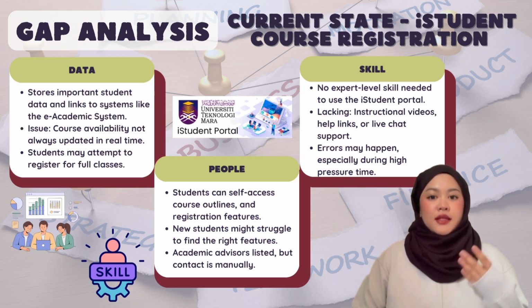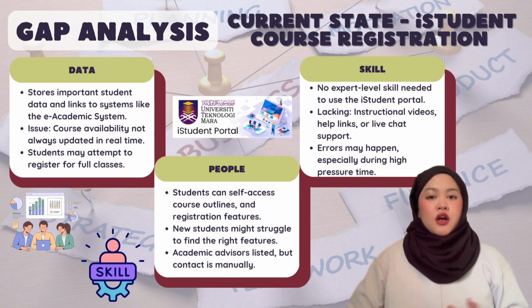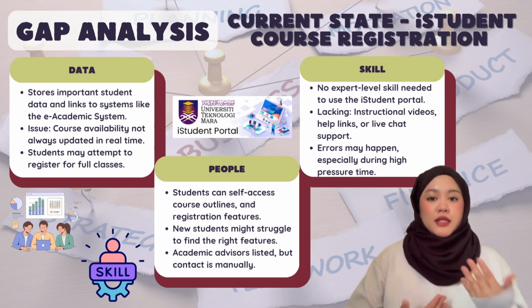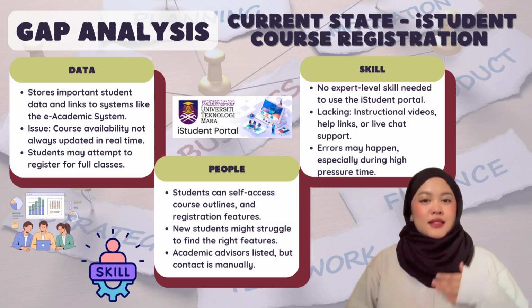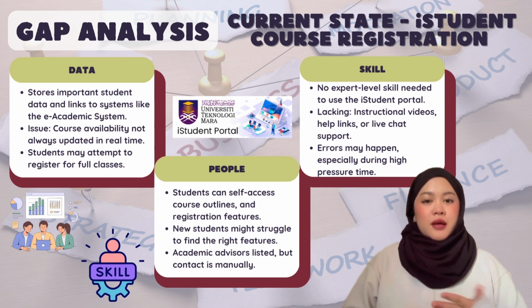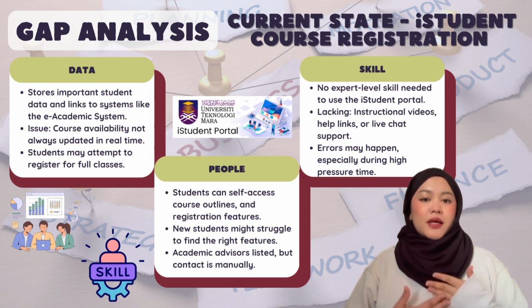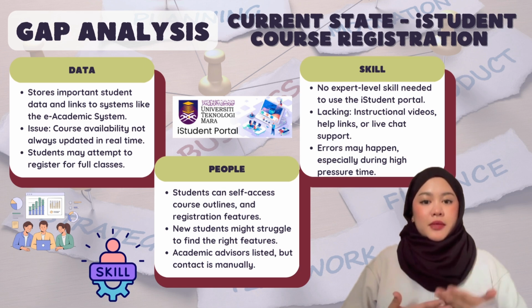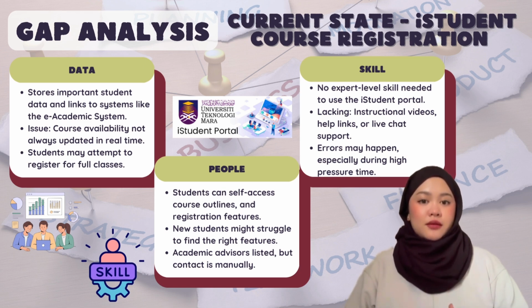Students can access their academic record and register for courses on their own, but some, especially new students, struggle to find the right features. Also, communication with academic advisor is still done manually or through email and messages. The system is not hard to use, but there's no clear guide or help button, so mistakes can happen, especially during high-pressure time like registration week.